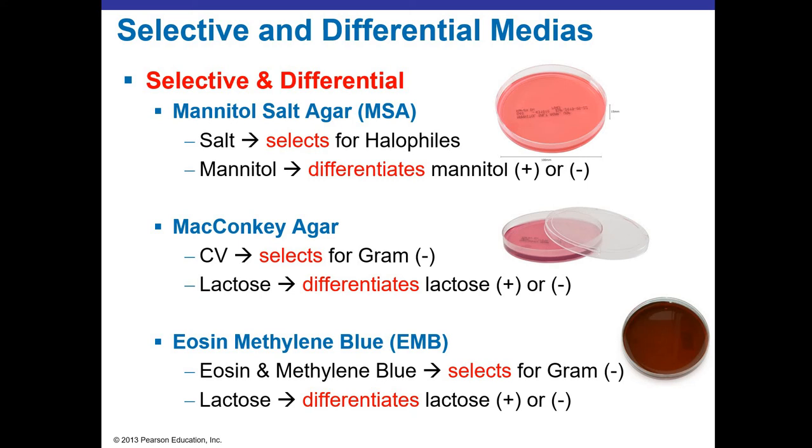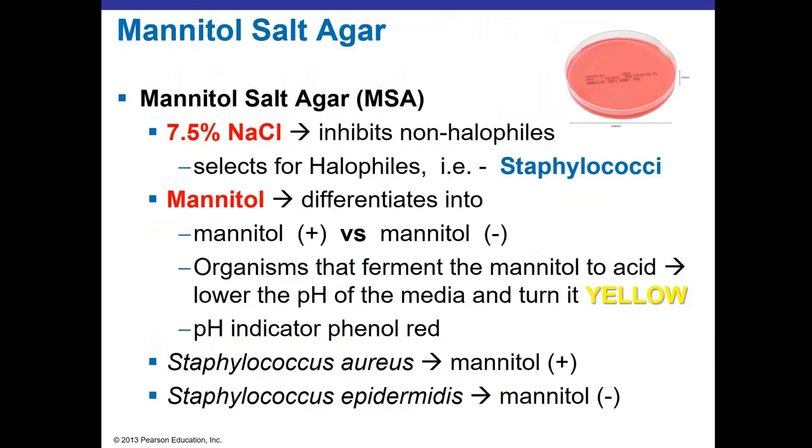And then eosin methylene blue, or EMB, is the same principle as the MacConkey agar, but instead of crystal violet as the basic dye, it has two other basic dyes, which are eosin and methylene blue. So again, this is going to select for gram-negatives, and it as well uses lactose as the differential agent.